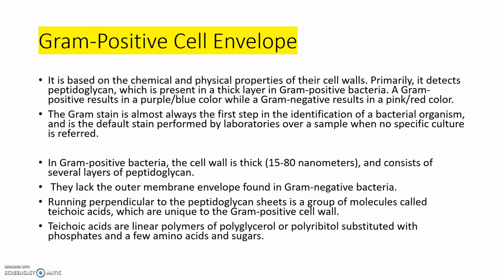Running perpendicular to the peptidoglycan sheath, there is a group of molecules called teichoic acids. Teichoic acids are the group of molecules which are seen perpendicular to the peptidoglycan sheath and they are unique in the gram-positive cell wall. So, the unique characteristic of the gram-positive cell wall is teichoic acids. Actually, they are linear polymers of polyglycerol or polyribitol, which is substituted with phosphates and a few amino acids and sugars.